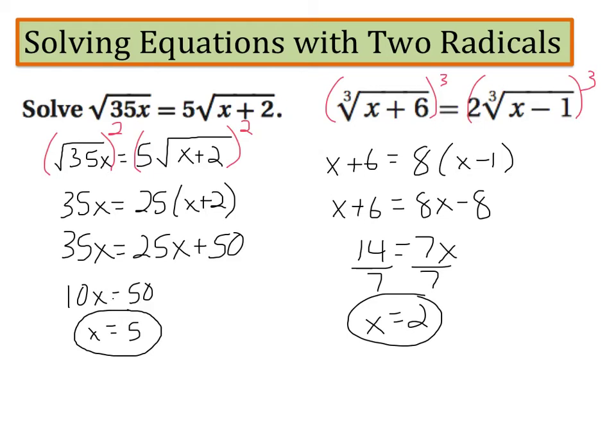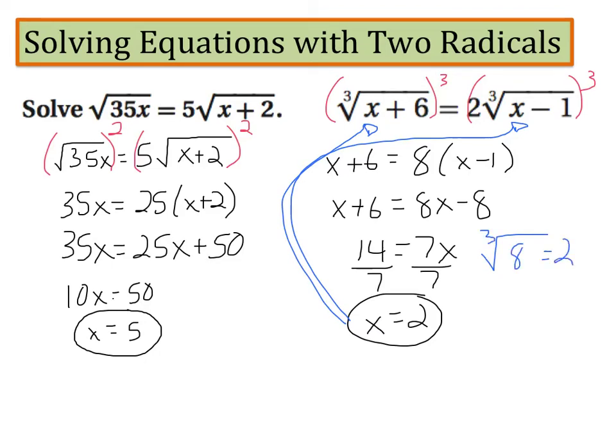Now you can check either one of these by plugging them back in right here and right here. If I plugged it in, I'd have the cube root of 2 plus 6, which is 8, equals 2 times the cube root of 2 minus 1, which is just 1. The cube root of 8 is 2. The cube root of 1 is 1. So 2 equals 2. Our solution is good.